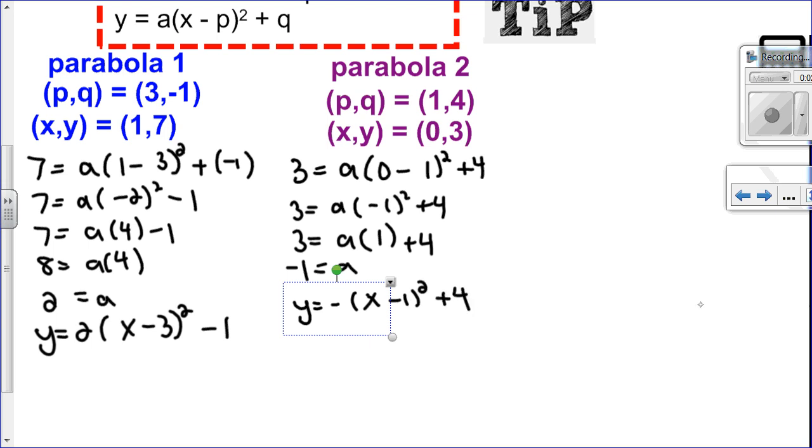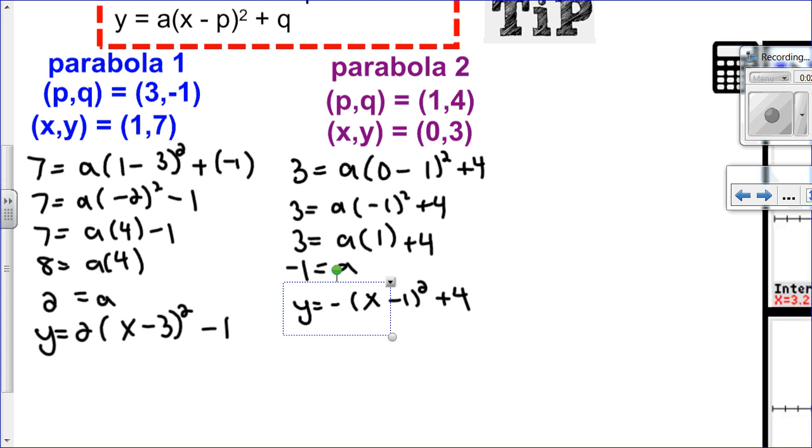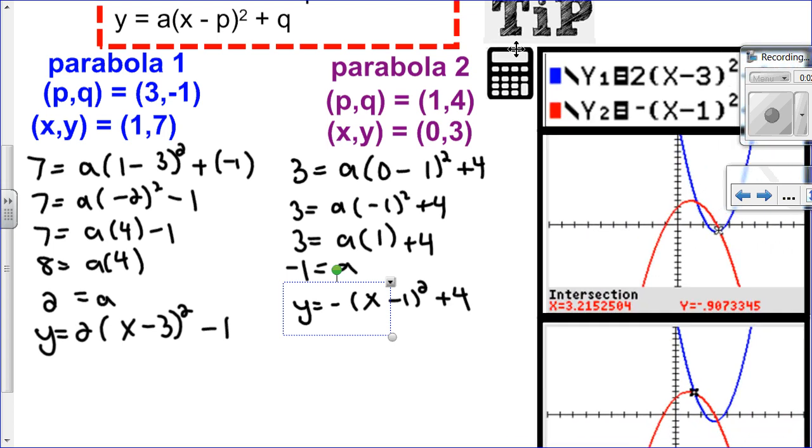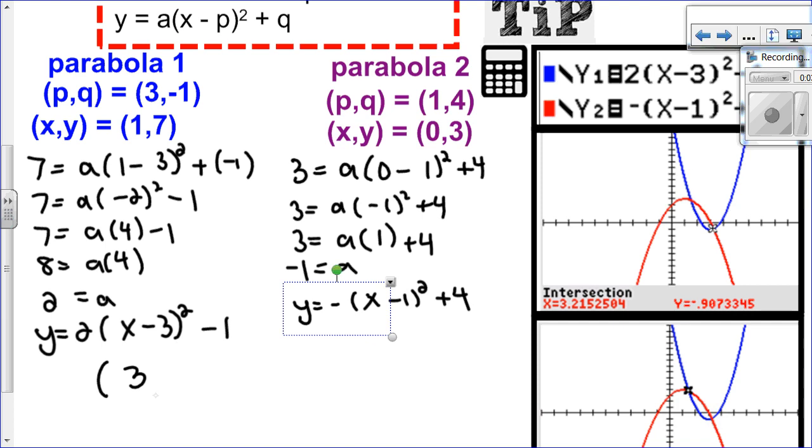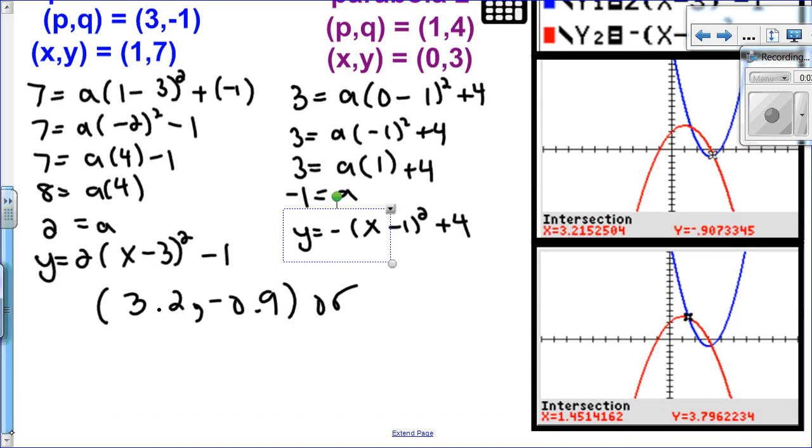So now that I have each equation done, I'm going to put it in my graphing calculator and find the approximate points of intersection. Approximate because they are decimal values. So I can see that my first solution would be 3.2 and -0.9, and my second solution would be approximately 1.5 and 3.8. So those are my 2 points of intersection.